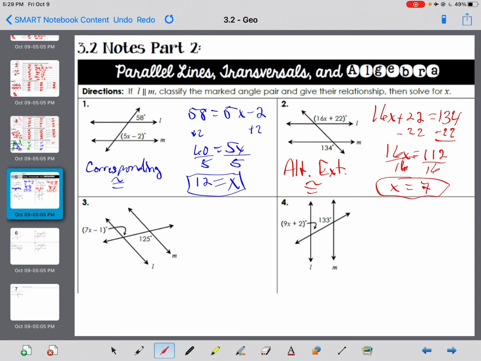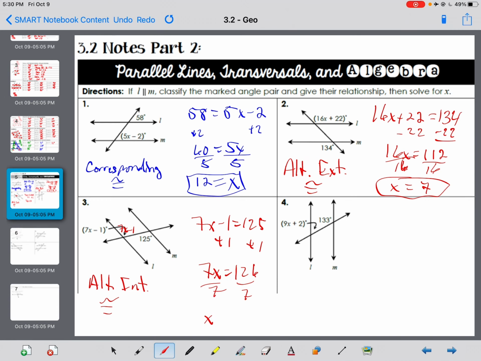Now, I'm just going to write it in there and do 7x minus 1. They're both inside and they're on opposite sides. So those are alternate interior angles, which makes them congruent. 7x minus 1 equals 125. Add 1. 7x equals 126. Divide by 7. So x is 18.